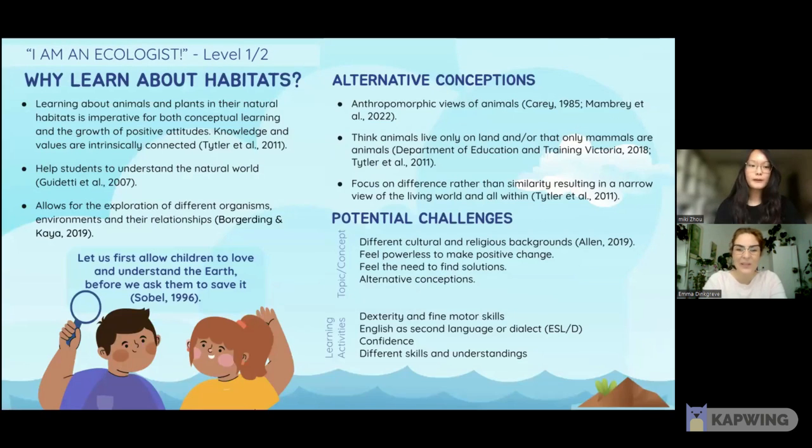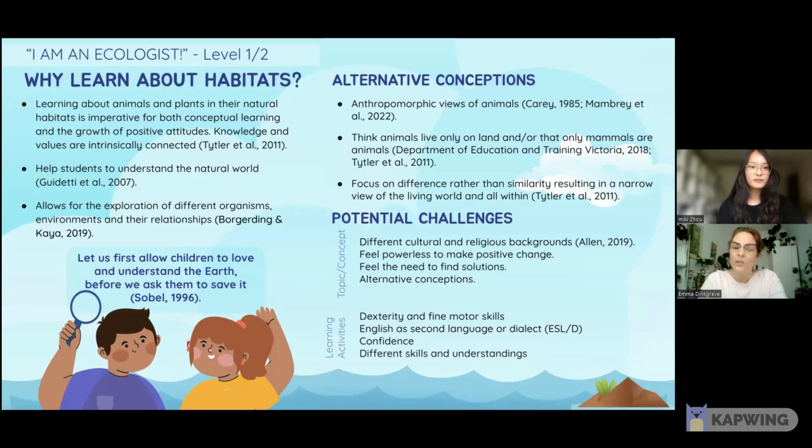Learning about habitats supports students' knowledge of biological science as they grow to understand the interconnectedness between living things and their environments. Additionally, it aids in deepening their understanding of the world around them and can cultivate values, attitudes, and beliefs of sustainability and stewardship, as knowledge and values are intrinsically linked.